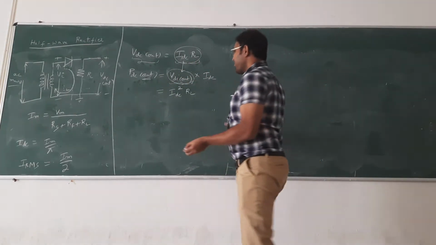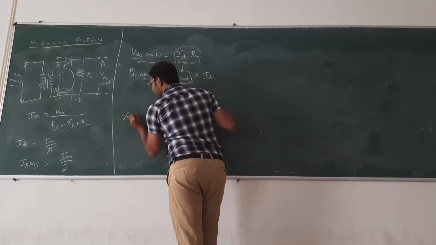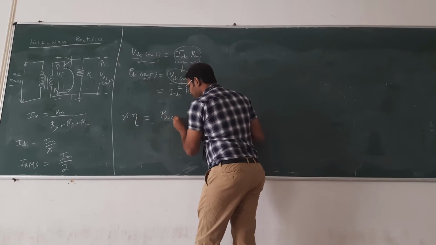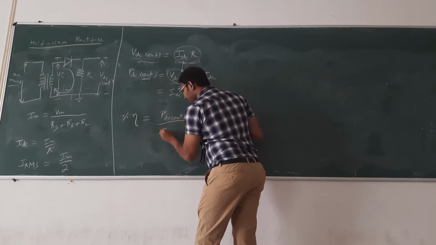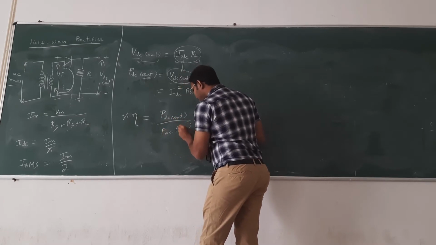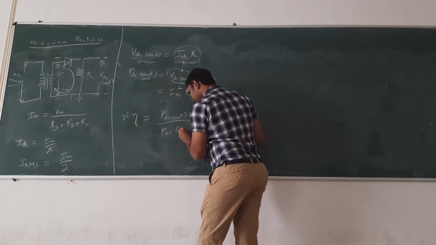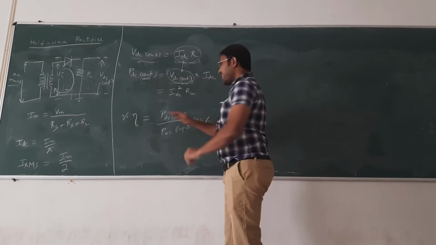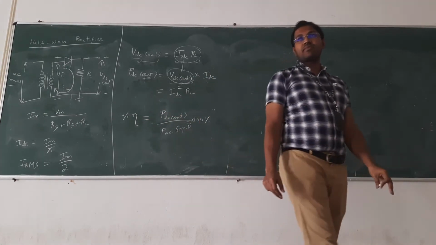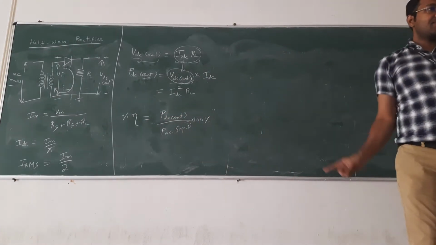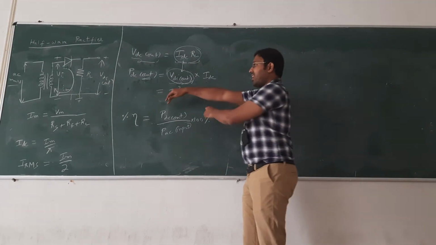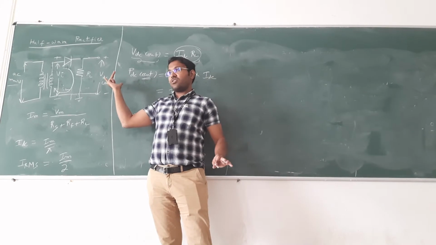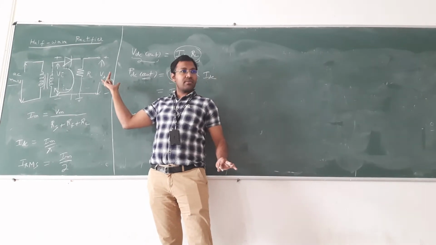What is the formula for efficiency you have seen in the previous class? Efficiency is PDC out by PAC input into 100 percent, because percent means you multiply by 100. We have seen this. Why? What is useful? Only the DC component is useful. So the useful power will be VDC out.